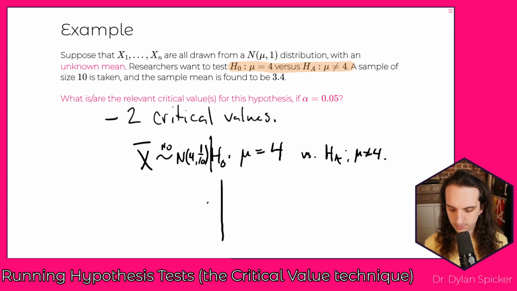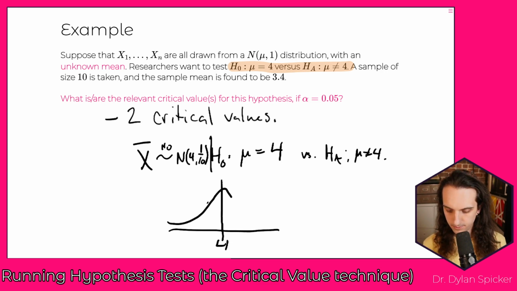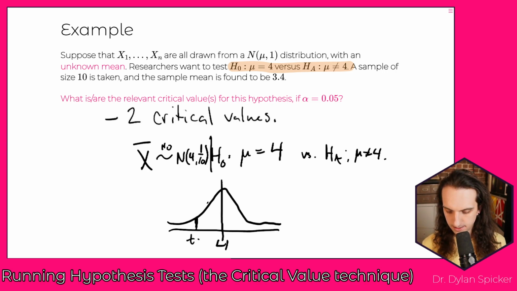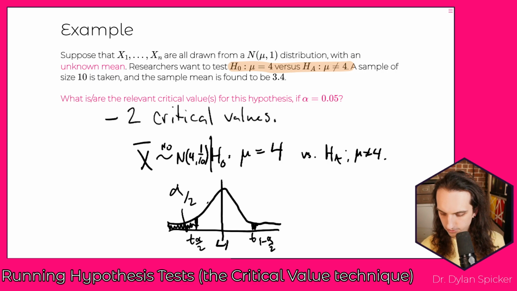If we put out our normal distribution, it's going to be centered on 4. We can draw in our roughly sketched bell curve here. We need to find the values, and we'll put some value down here and call it t alpha over 2, and then we'll put some value up here and call it t of 1 minus alpha over 2. What we want to find is the value such that there is alpha over 2 probability over here, and alpha over 2 probability up here.